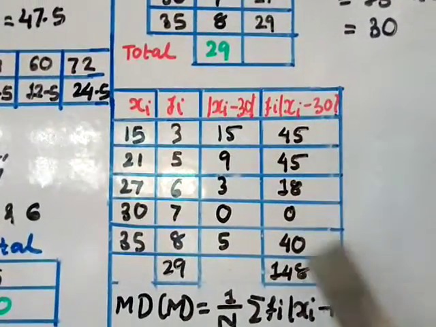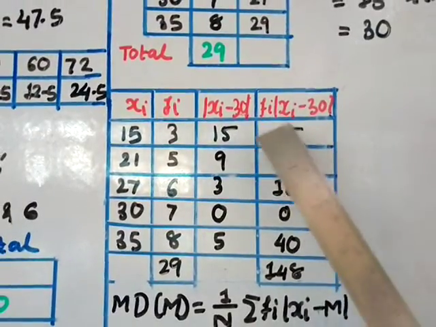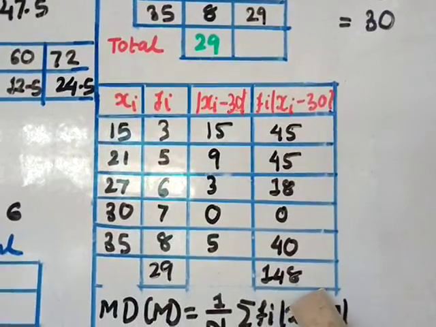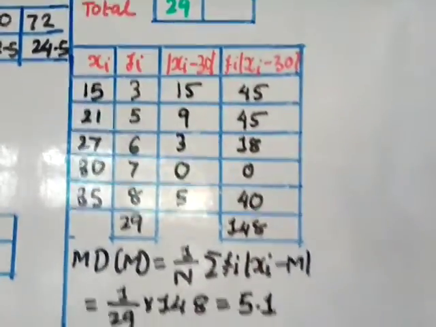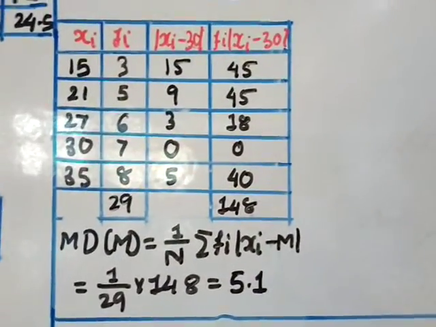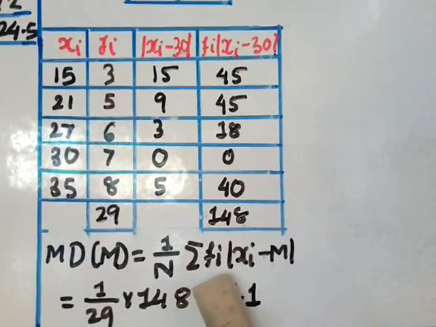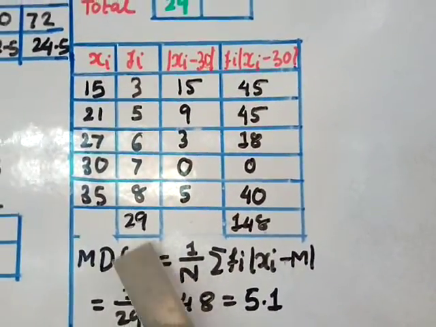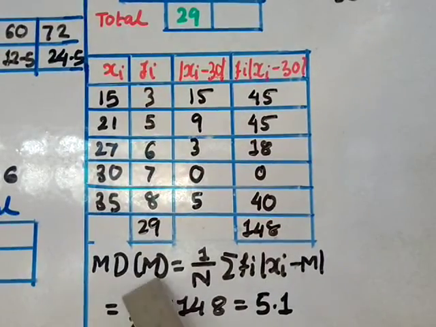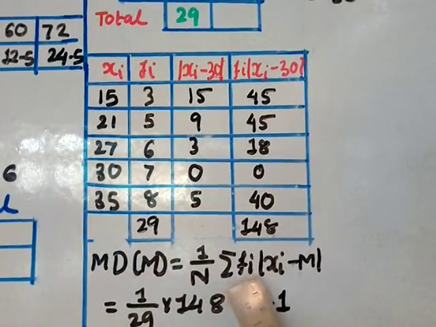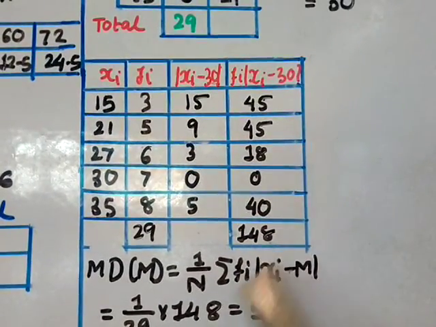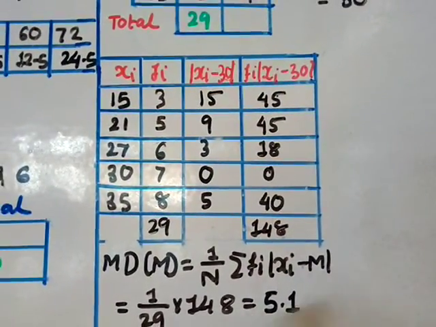And if you find the sum total, that is sigma fi into modulus of xi minus 30, it gives you 148. Okay, that is the sum total. Now we find the mean deviation about the median. The formula is 1 by n sigma fi modulus of xi minus M. N value is sum of the frequency, 29. So 1 by 29 into sigma fi modulus of xi minus M, that is this value. So it is 148. Find the division, you get 5.1.